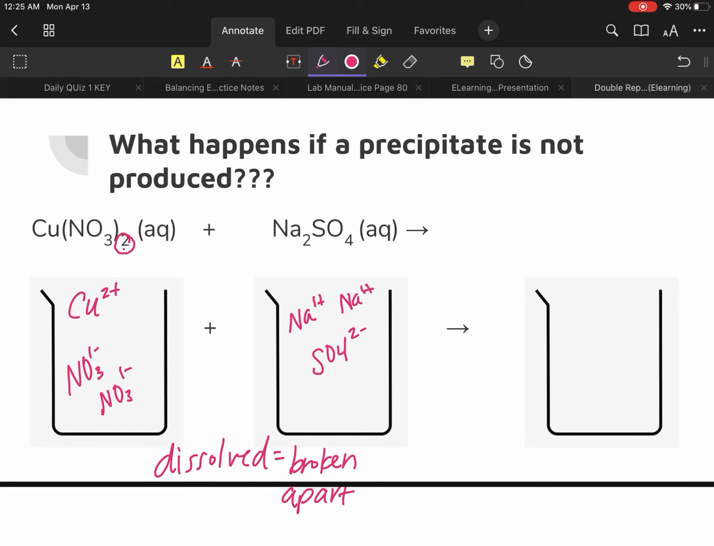So now I need to look and see, okay, well, what are my products going to be? Well, if they're swapping, and I have copper sulfate plus sodium nitrate, because all I've done is swap my last 2, and I look at my solubility rules.